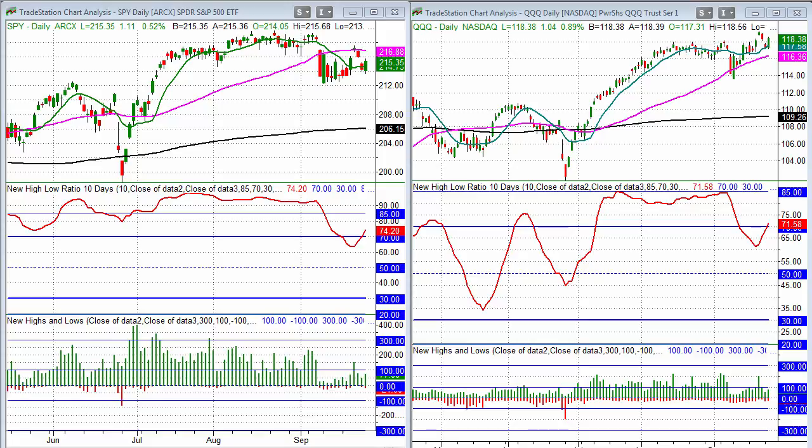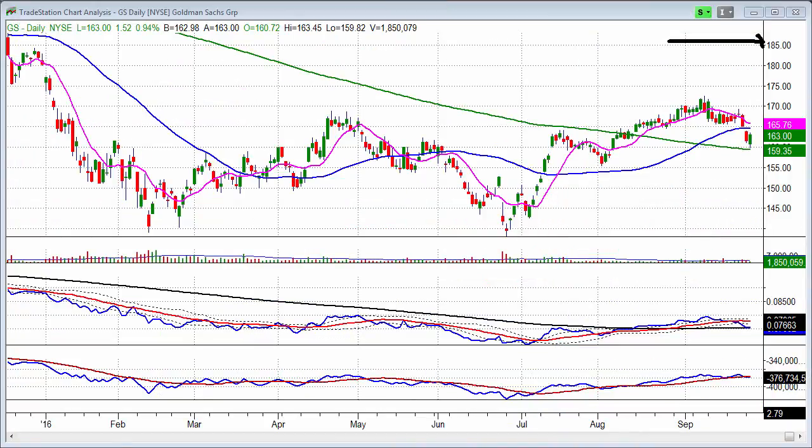So on a day like today, or even yesterday, when the market pulls back as the Qs did after breaking out, one of the great places to go look for trade ideas is stocks that are stronger than the market or leading the market, and they've been pulled back by the market, but they're likely to turn higher. So let's take a look. I'll give you an example of a couple.